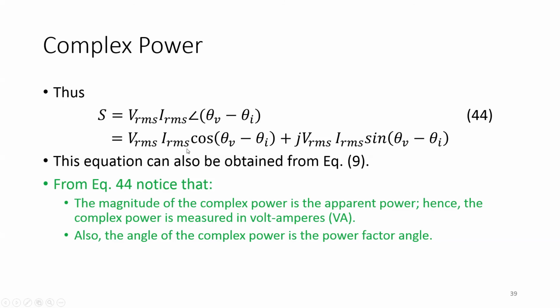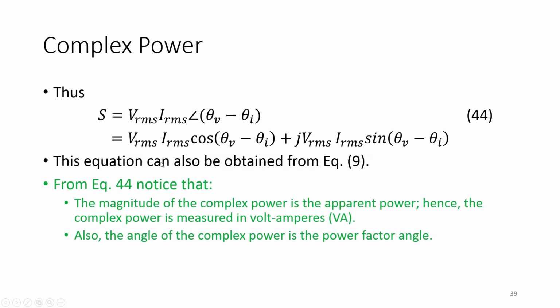Apparent power is similar, used for the real or reactive part, but the whole complex power is the combination of both the real and imaginary parts of these voltage and current products. This equation can also be obtained from equation 9 we have previously seen. However, we are not going into that detail. Listeners and students can perform this on their own also.